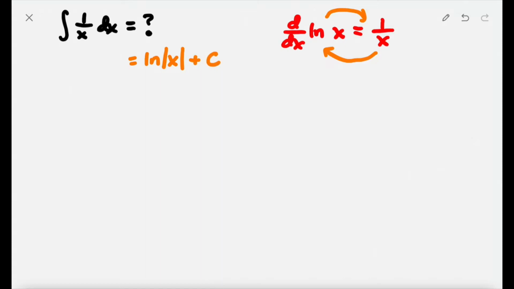But how do we know this part right here? How do we know all of this? How do we know the derivative of ln x is equal to 1 over x? Where does that come from? In this next part of the video, I'm just going to show you where that comes from.